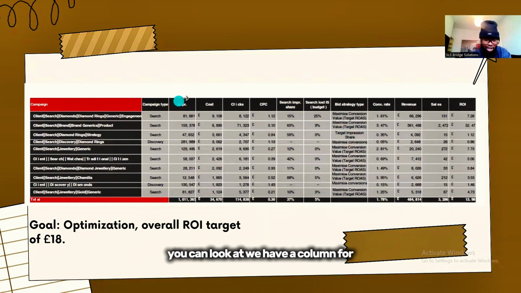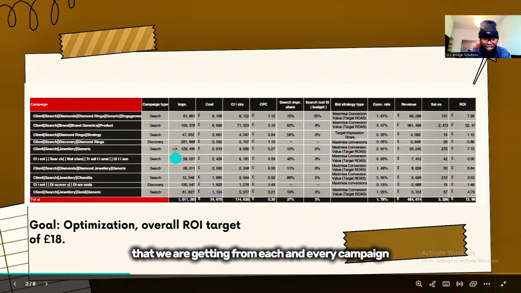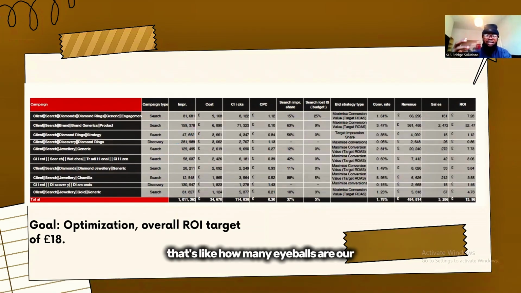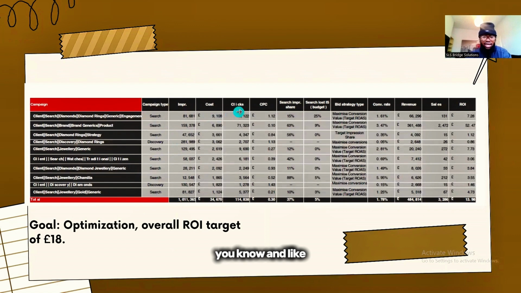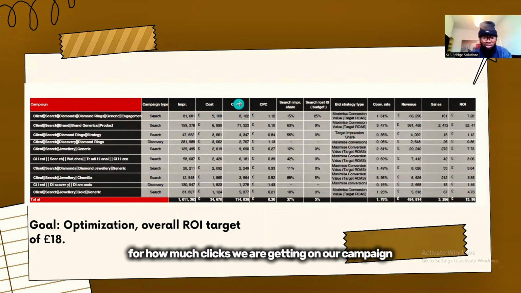Firstly, we have a column for the types of campaign that we are running here, and another column for the impressions that we are getting from each and every campaign. The impressions are how many people are seeing our campaigns, like how many eyeballs our campaigns are getting. Then the cost is how much our campaigns are costing us, and another column shows how many clicks we are getting on our campaigns.